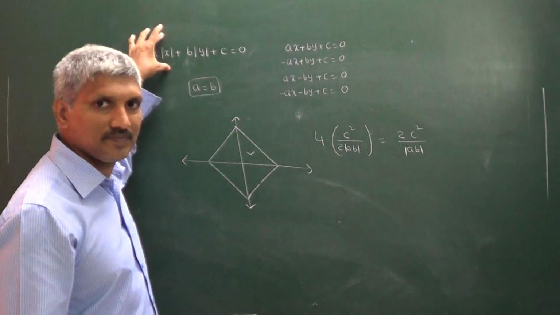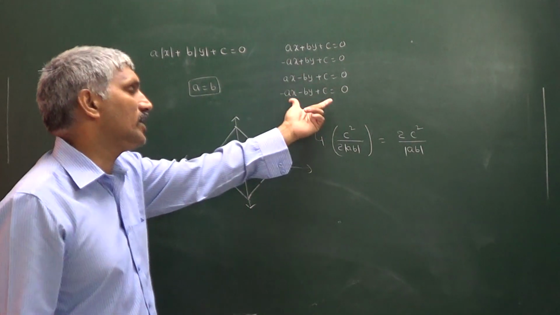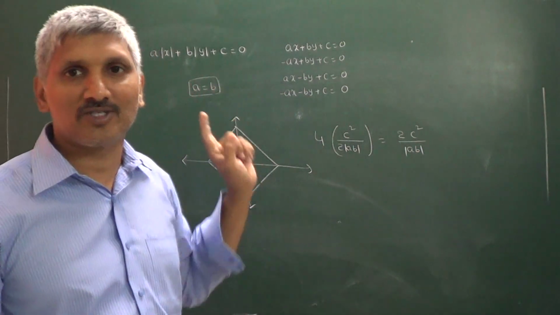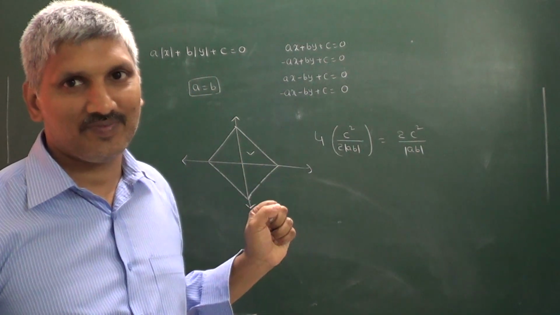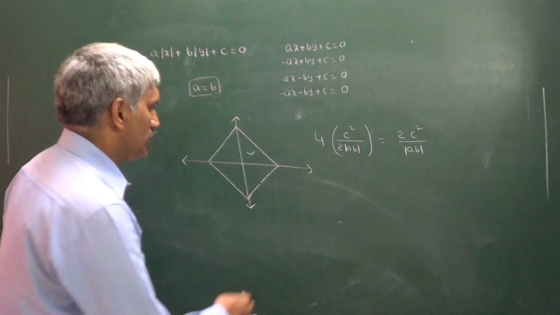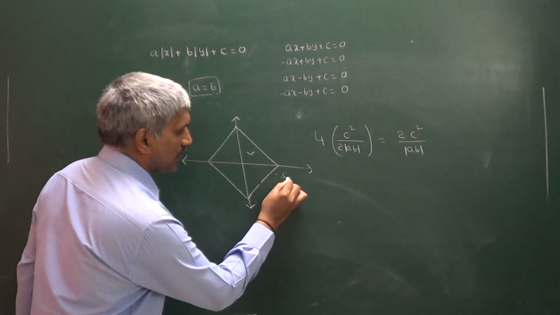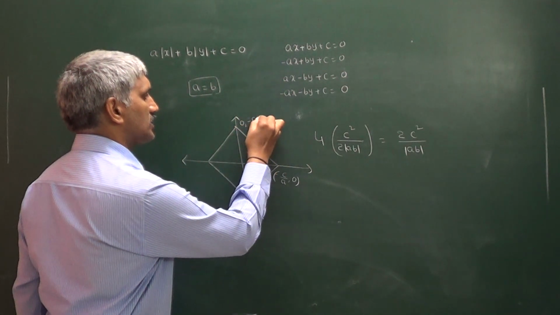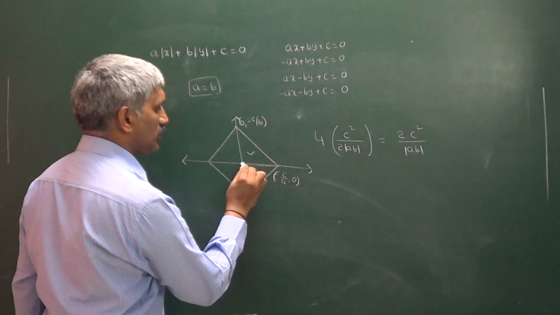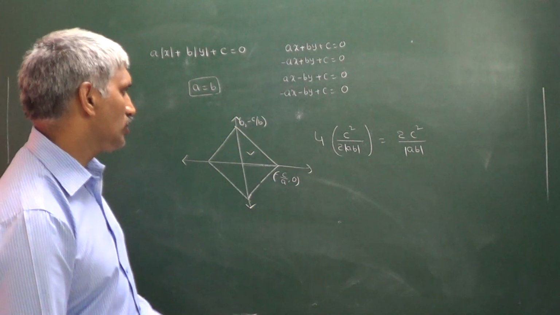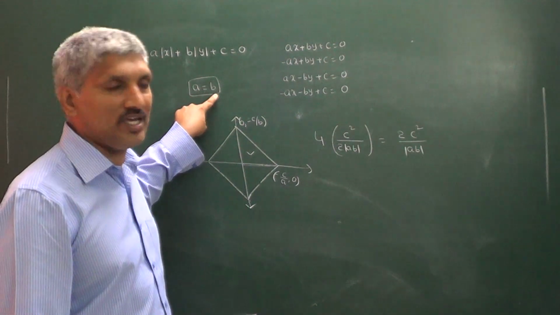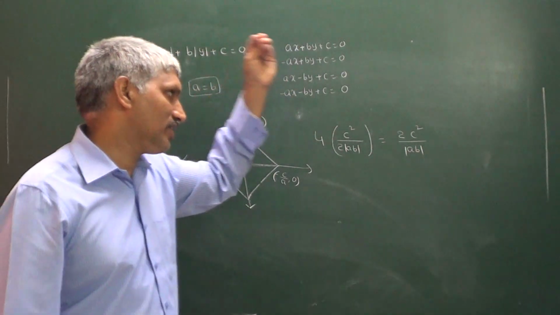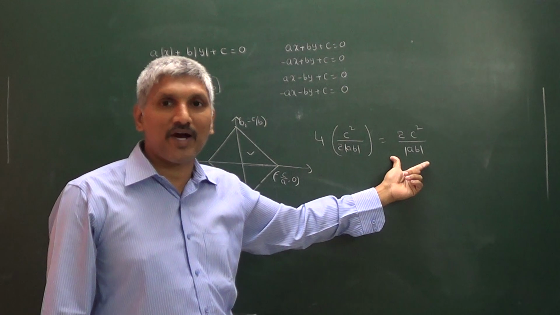These 4 lines always form a square when A is equal to B. If A is not equal to B, then it forms a rhombus. If A and B are not equal, in this case this one is minus C by A comma 0, whereas this one is 0 comma minus C by B. This height and this height are different, right? So if A is not equal to B, these 4 lines form a rhombus. The area of that figure is given by 2 times C square divided by AB.